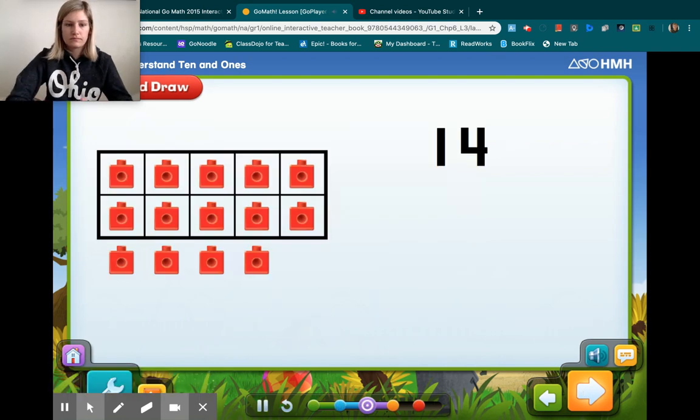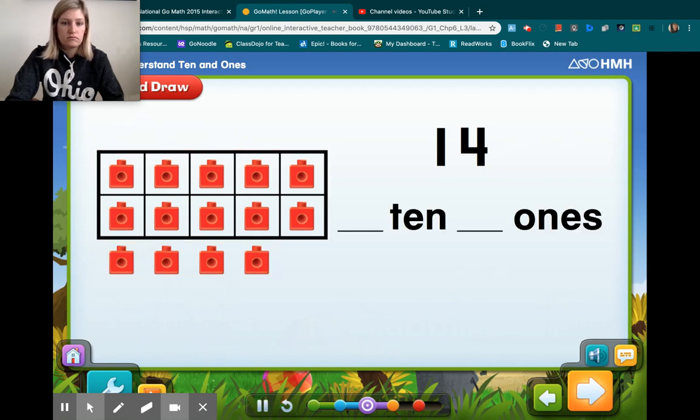Let's find out more about 2-digit numbers. Here are 14 cubes. 14 is a 2-digit number because there are 2 digits. The 1 in 14 means 1 ten, and the 4 in 14 means 4 ones. You can see this in the model. There is 1 ten and 4 ones. There are other ways to show the number 14. Click to see one way.